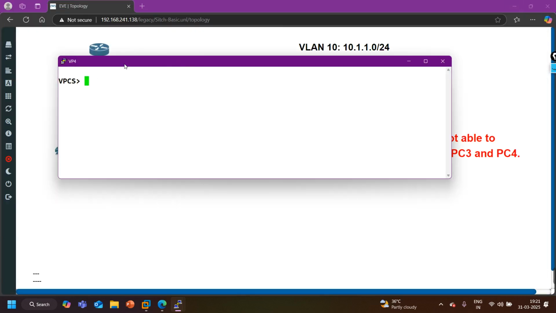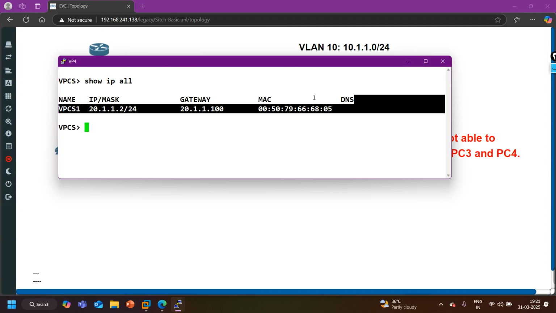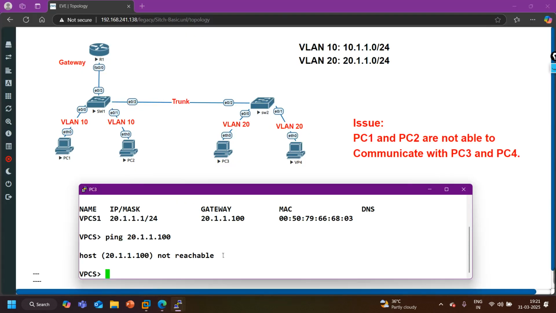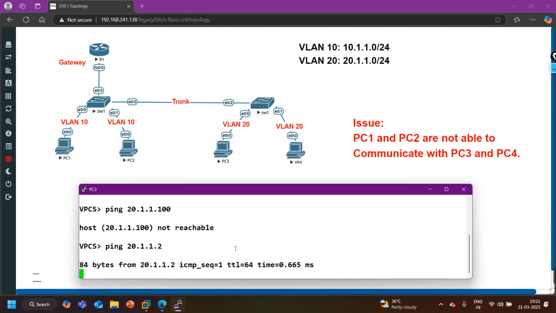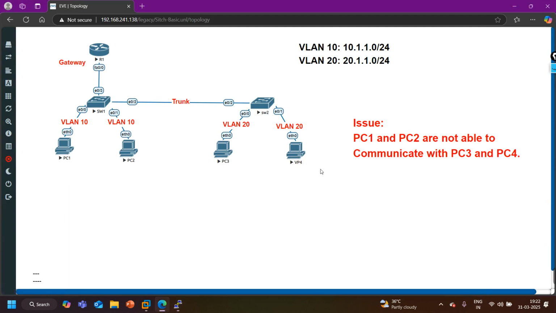This is some issue. Okay, let me check the IP, 20.1.1.2. I think the IP is already configured. Let me verify it. So show IP all, yeah, the IP address here is 20.1.1.2. So let me take you to PC3, and from PC3 I am going to ping PC4 to check connectivity between VLAN 20 users, 20.1.1.2. So it is working. PC3 and PC4 are also able to communicate.